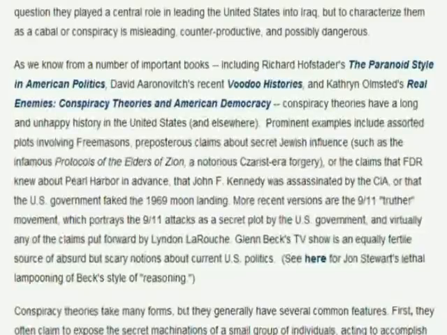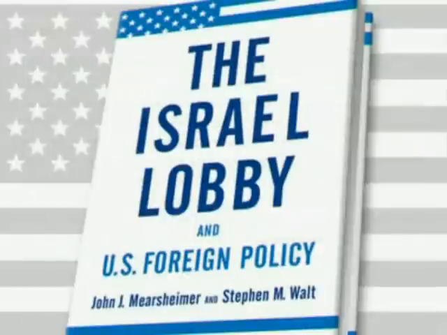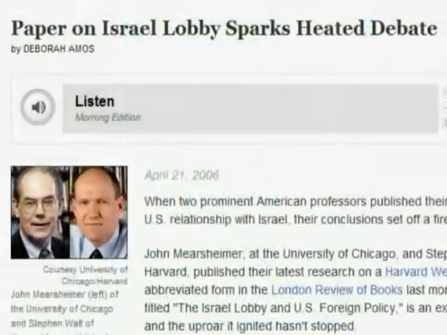To support his character assassination of conspiracy theorists, Walt also cites preposterous claims about secret Jewish influence, such as the infamous Protocols of the Elders of Zion, a notorious Tsarist-era forgery. Yet in 2007, Walt co-authored the book The Israel Lobby and US Foreign Policy. This book and its source paper origins were the subject of heated debate. According to National Public Radio, the initial paper was the subject of a fiery 40-page critique by law professor Alan Dershowitz that compared the study to the Protocols of Zion, a historic anti-Semitic slur.